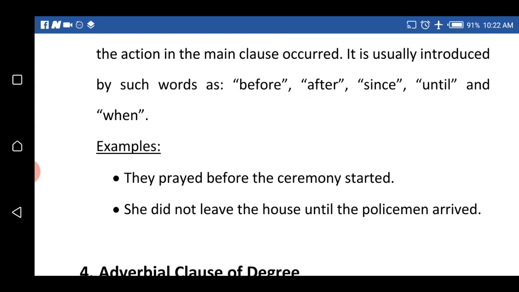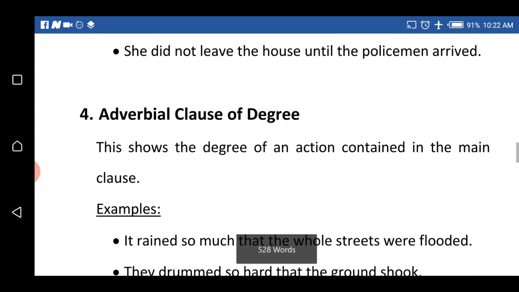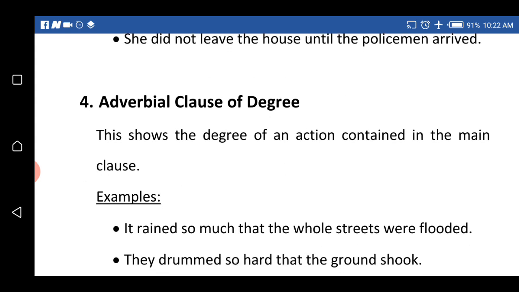Number 4, we have adverbial clause of degree. Adverbial clause of degree shows the degree of an action contained in the main clause.